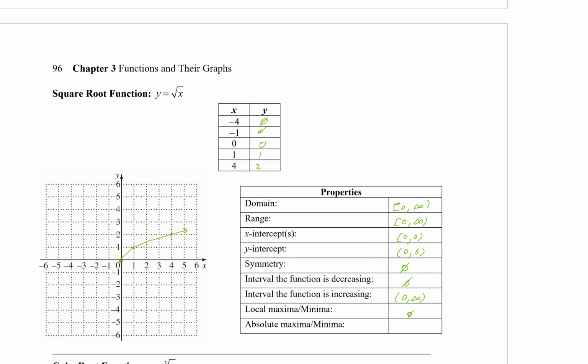It does have an absolute min though. We'll say absolute min at x equals 0, no absolute max. We'll just write that in.